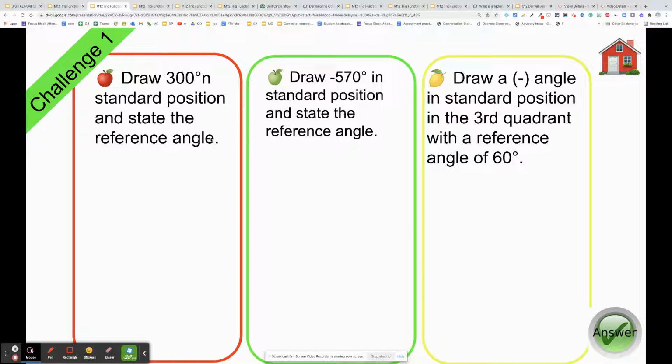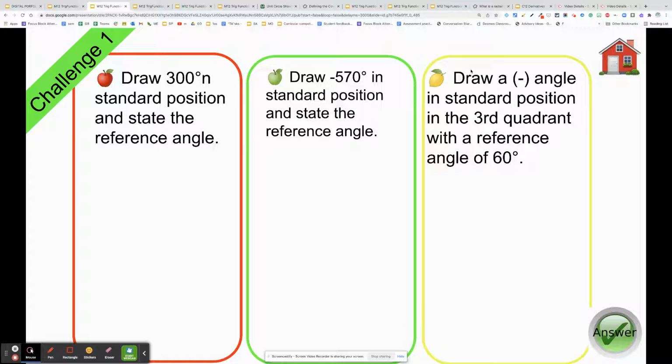The first thing I'd like you to do is draw an angle of 30 degrees in standard position and state the reference angle. Please complete all these questions up to Challenge 1, then press play on the video and we'll check in together.